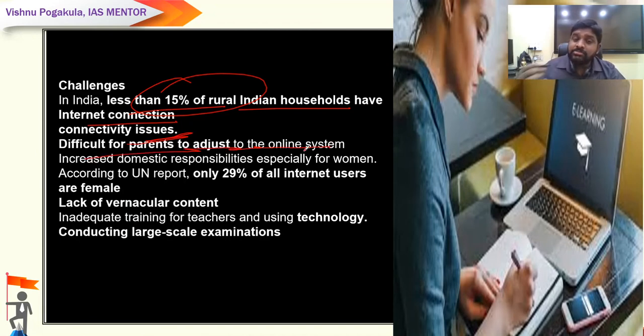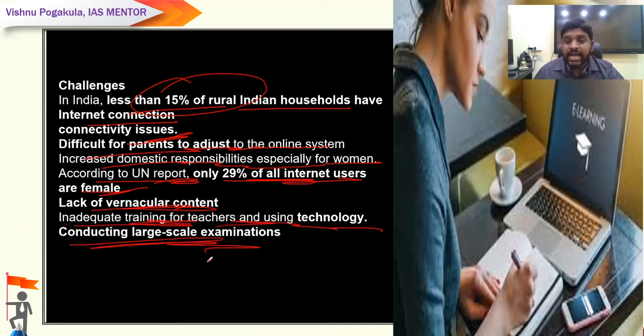Some parents themselves are traditional and conventional. They need to adapt. Increased domestic responsibility, especially for women. According to a UN report, only 29% of all internet users are female. Lack of vernacular content, inadequate training for teachers in using technology, and conducting large-scale examinations. This is what is happening because of e-learning.